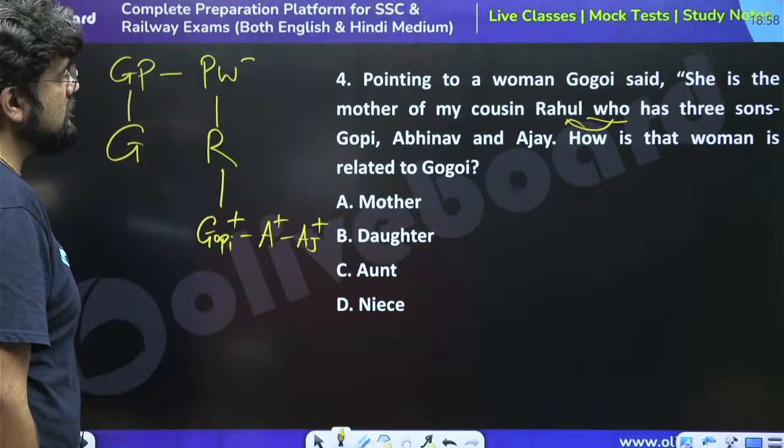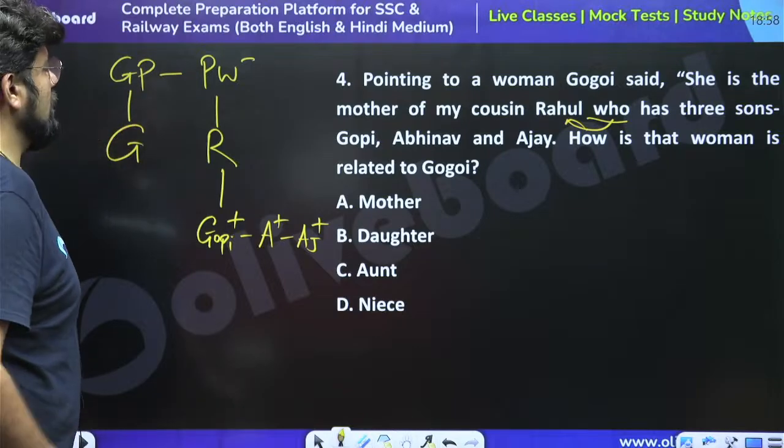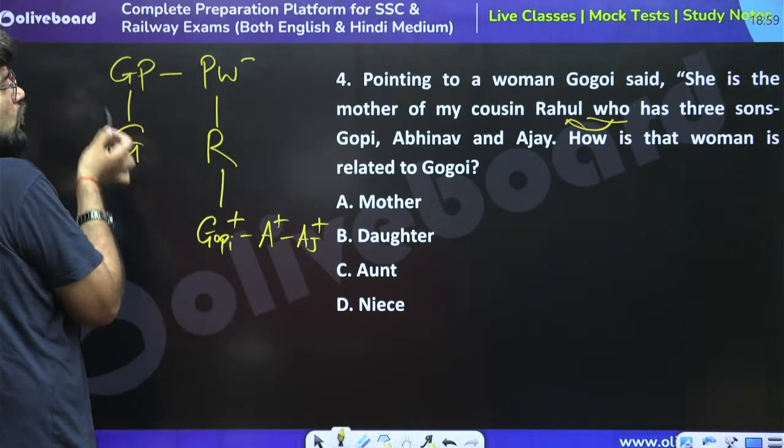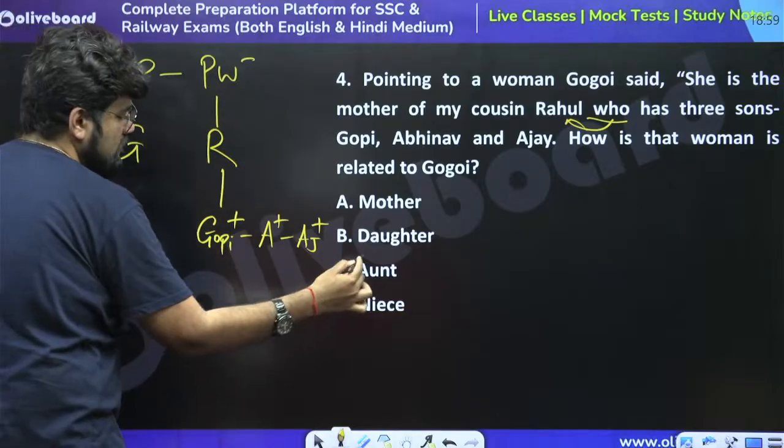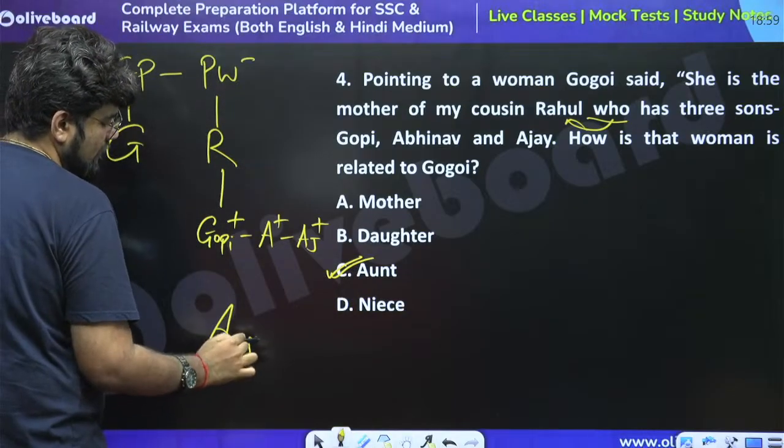The question asks you, how is that woman related to Gogoi? Now the woman has to be the aunt of Gogoi. Gogoi's parent's sister is the aunt. So option C is the correct answer. No need of any other information here.